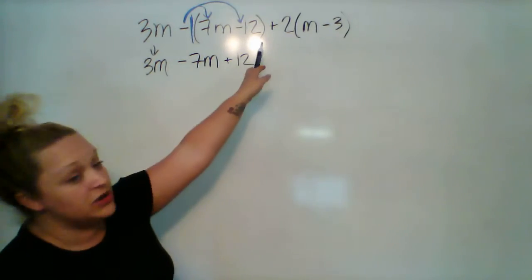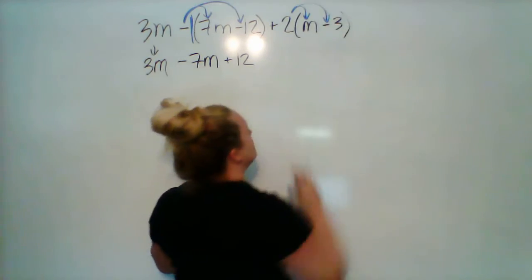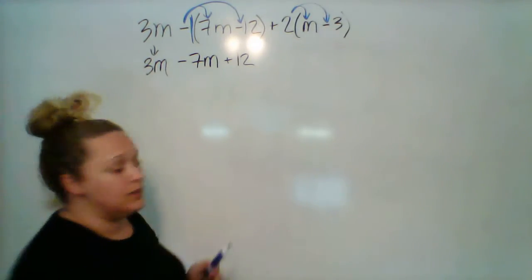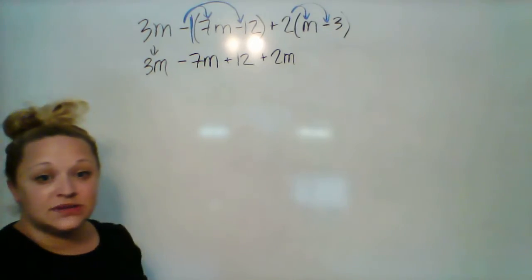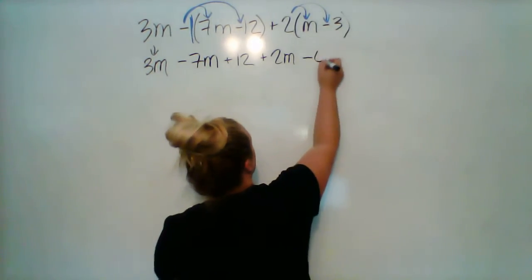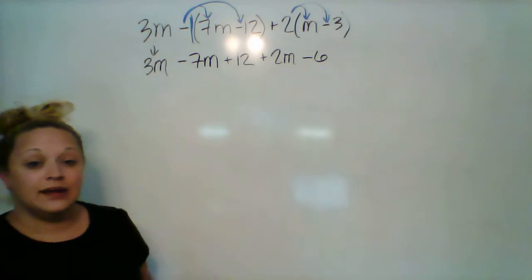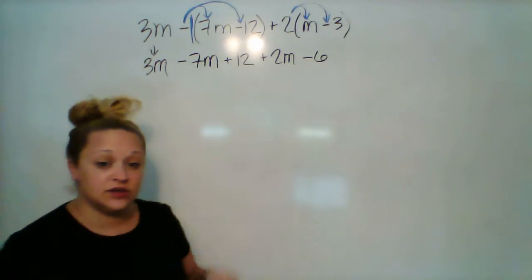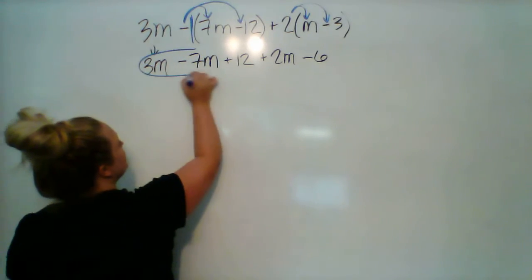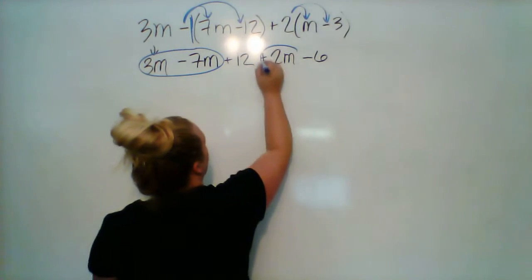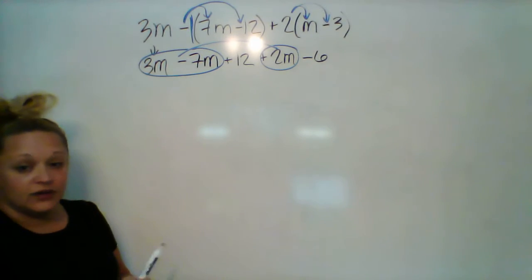Over here, I'm going to distribute this 2. Okay? So 2 times m is 2m. 2 times negative 3 would give us a negative 6. So we distributed our whole problem. Now what we're going to do is combine like terms. Okay? So here we go. I have this and this can be combined with this. And they all can be combined because they have the same variable.